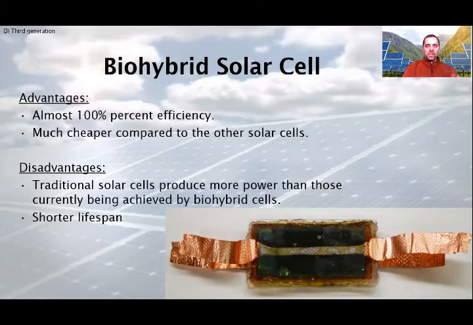While the efficiency of the biohybrid cells is much greater, they also have some disadvantages as well. In many cases, some solar cells have some advantages over the biohybrid solar cell. For one, traditional solar cells produce more power than those currently being achieved by biohybrid cells. The lifespan of biohybrid cells is also really short, lasting from a few weeks to 9 months. The durability of the cells proved to be an issue compared to a current solar cell, which can work for many years.